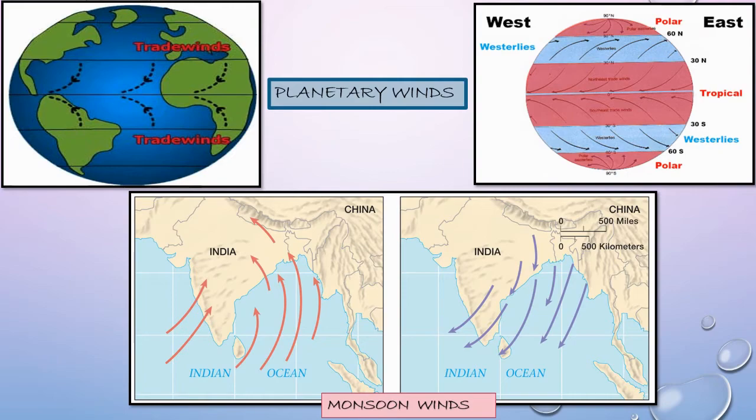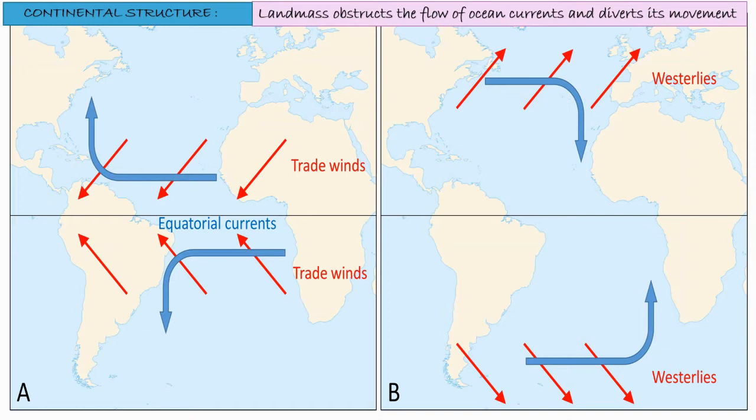Next one is the continental structure. Now, the landmass obstructs the flow of ocean currents and diverts their movement. It divides the ocean currents to flow in different directions. Now, students, as you can see here in picture A and picture B, according to the alignment of the coastlines, the direction of the ocean currents changes.